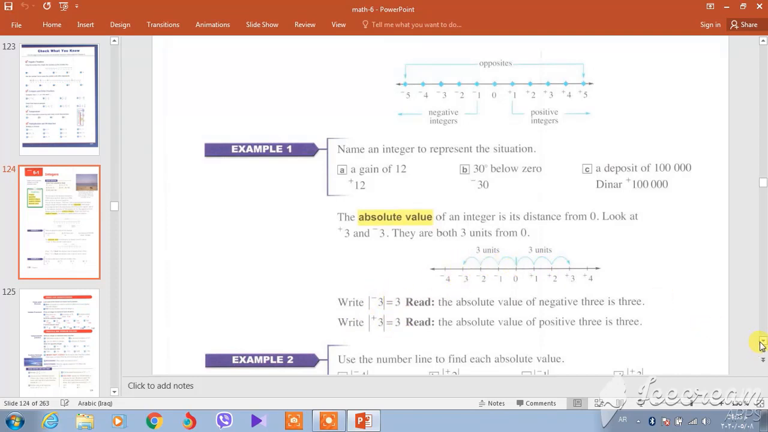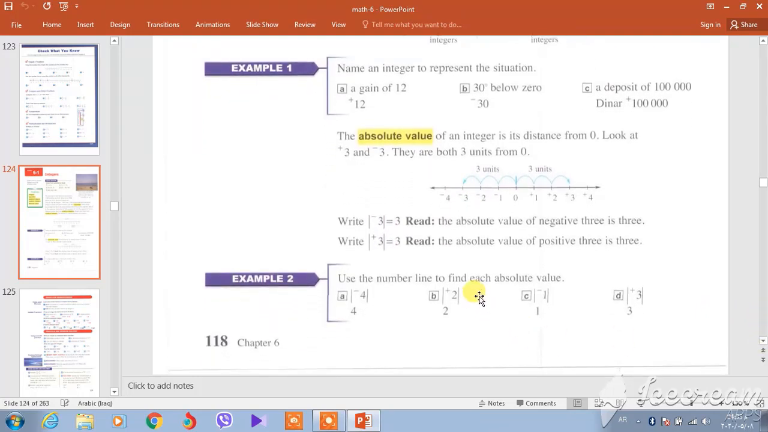In example 2, use a number line to find each absolute value. For example A, the absolute value of negative 4 is 4 because the distance between 0 and negative 4 is 4 units. The absolute value of positive 2 is 2. In example C, the absolute value of negative 1 is 1. And the absolute value of positive 3 is 3 because the distance between 0 and positive 3 is 3 units.